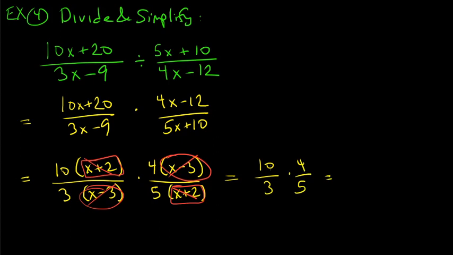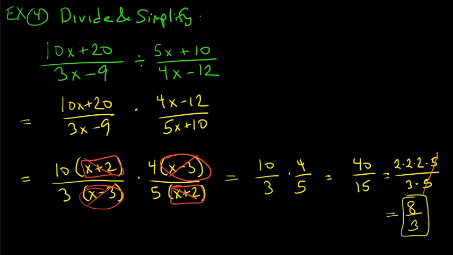So the hard way to do this is to multiply 10 times 4 to get 40 and 3 times 5 to get 15. But then you have to reduce to its lowest terms, right? So 40 is 2 times 2 times 2 times 5, and 15 is 3 times 5. So you can just cancel the 5s, and that's it, right? So 2 times 2 times 2 is 8, and the denominator is 3. So 8 over 3, I think, is our final answer.